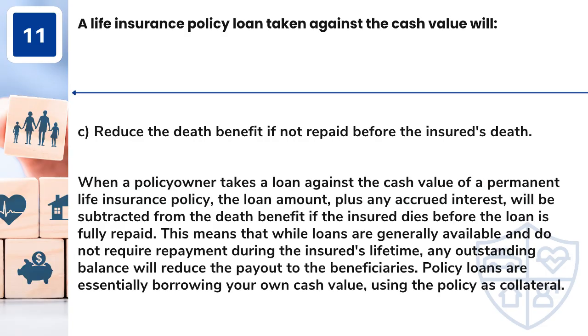Answer: C. Reduce the death benefit if not repaid before the insured's death. When a policy owner takes a loan against the cash value of a permanent life insurance policy, the loan amount, plus any accrued interest, will be subtracted from the death benefit if the insured dies before the loan is fully repaid. This means that while loans are generally available and do not require repayment during the insured's lifetime, any outstanding balance will reduce the payout to the beneficiaries. Policy loans are essentially borrowing your own cash value, using the policy as collateral.